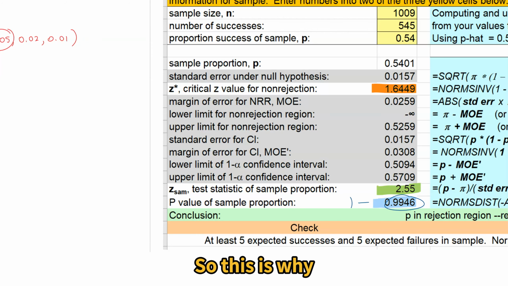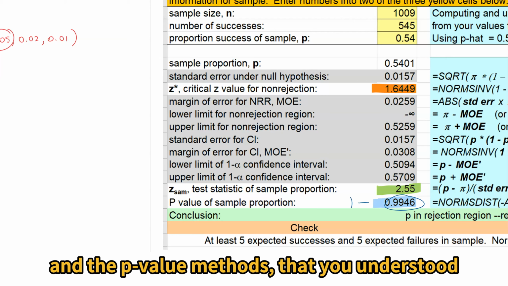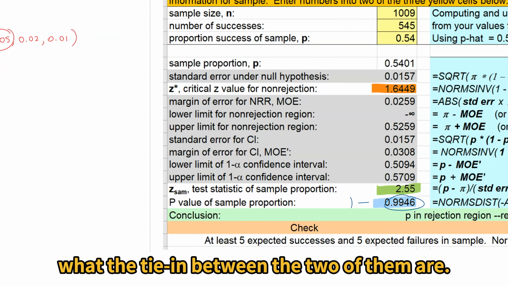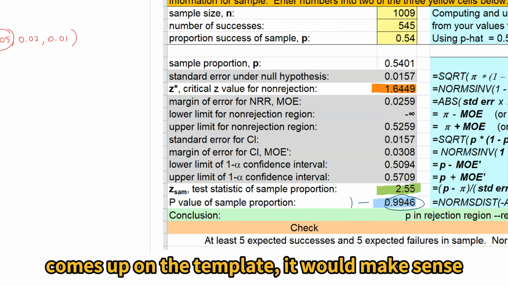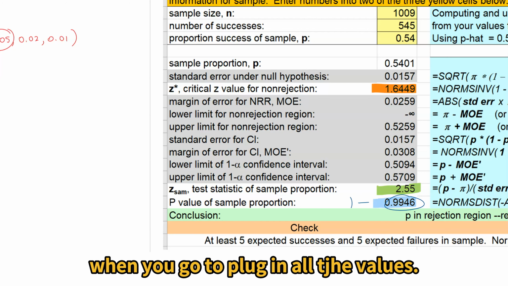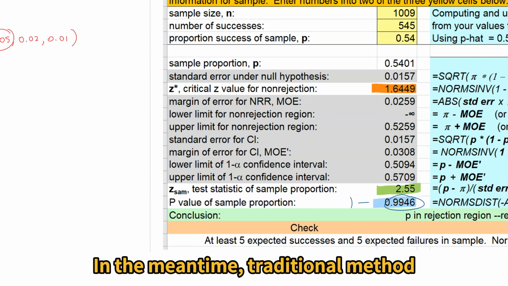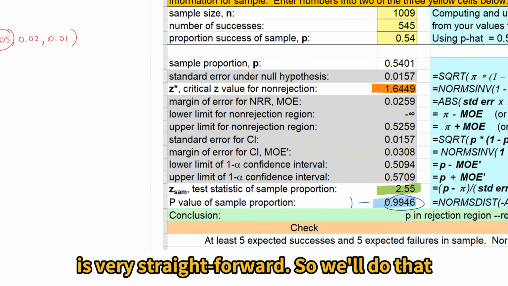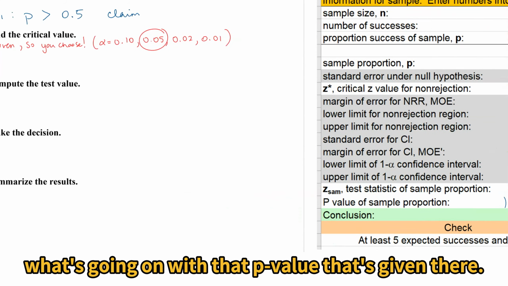So this is why I wanted to step through both the traditional method and the p-value method so that you understood what the tie-in between the two of them are. And in case a mistake like this comes up on the template, it would make sense when you go to plug in all the values. So I will work to see if I can correct this. In the meantime, traditional method is very straightforward. So we'll do that, and then I'll show you what's going on with that p-value that's given there.